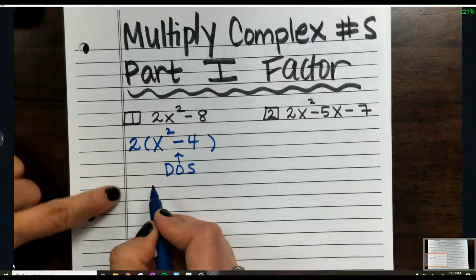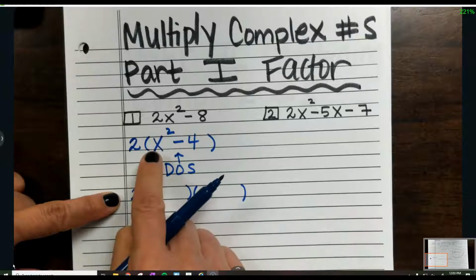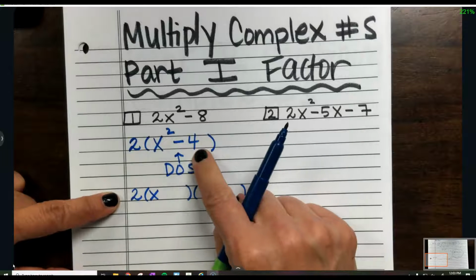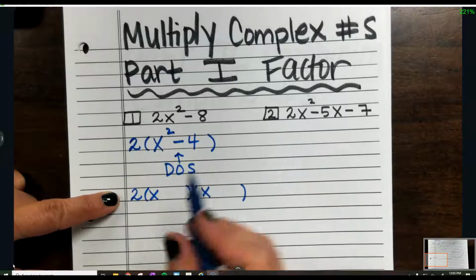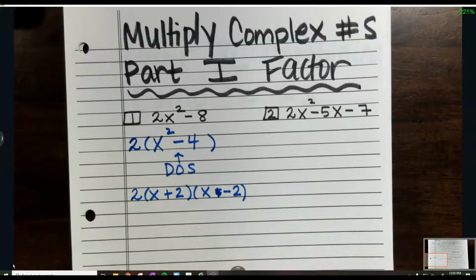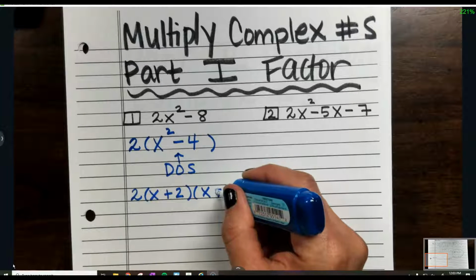So we're going to recopy that GCF. We're going to split those x's. And what was the root of 4? So remember, they're opposite signs. Oh man, that's a minus. So plus 2 and minus 2. So don't forget that's how we do that.